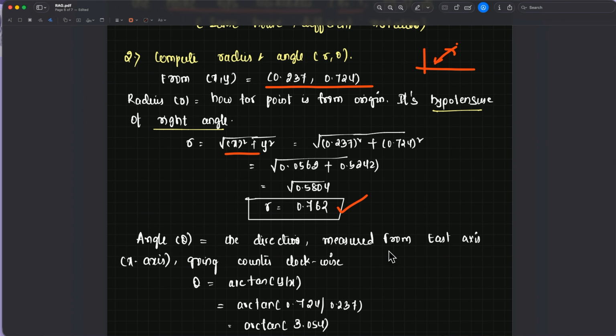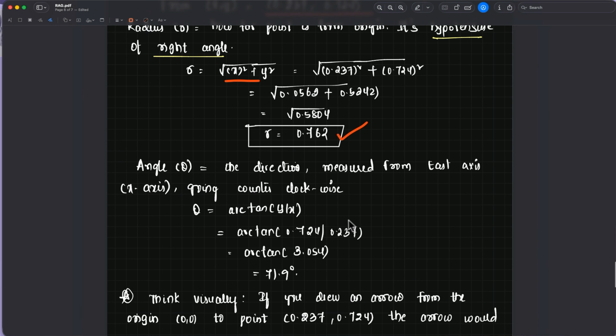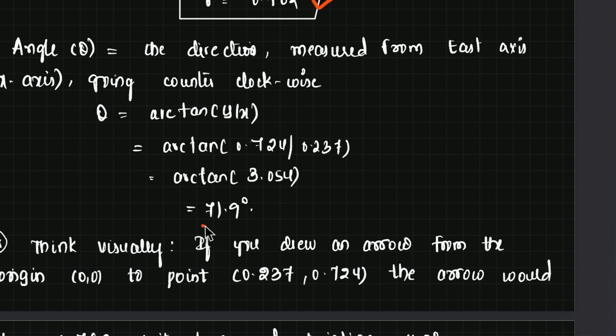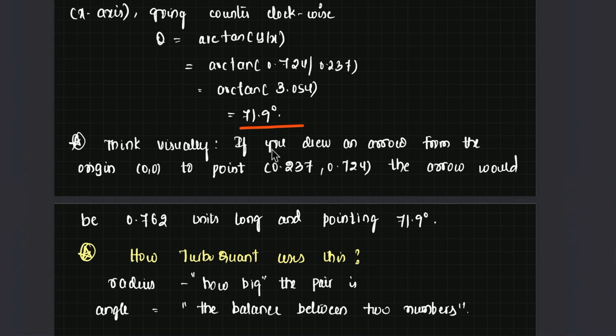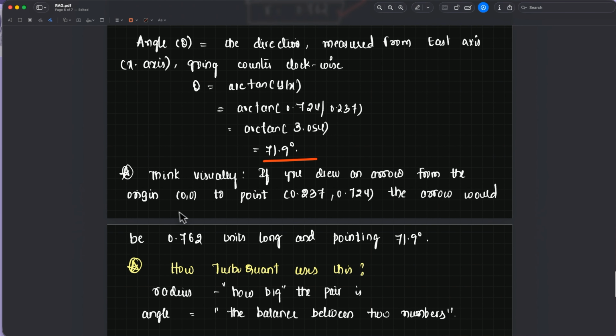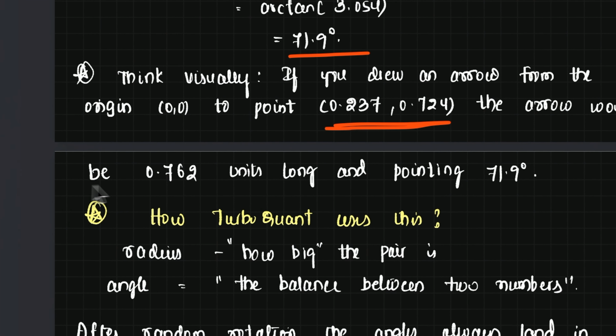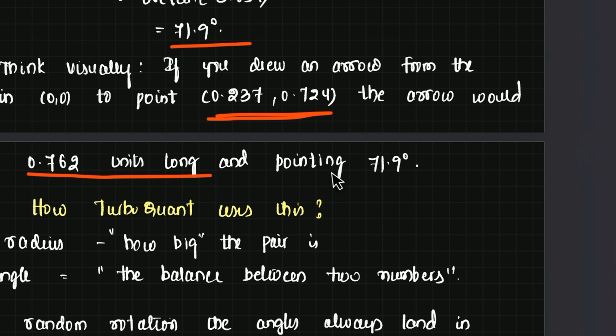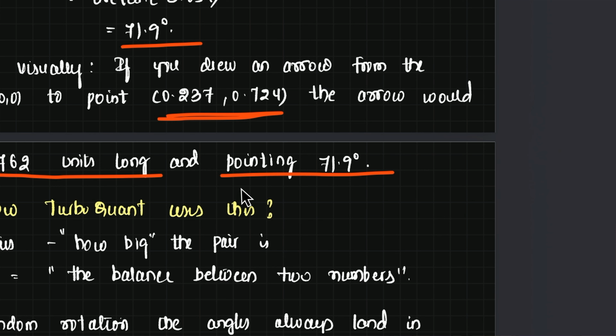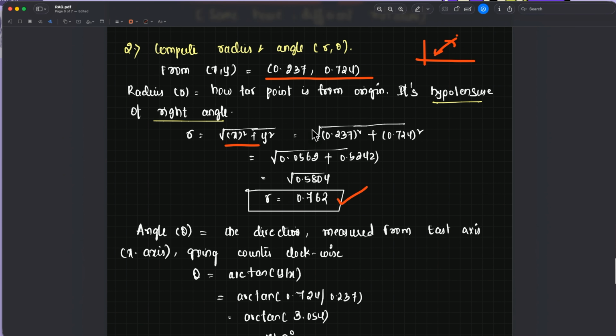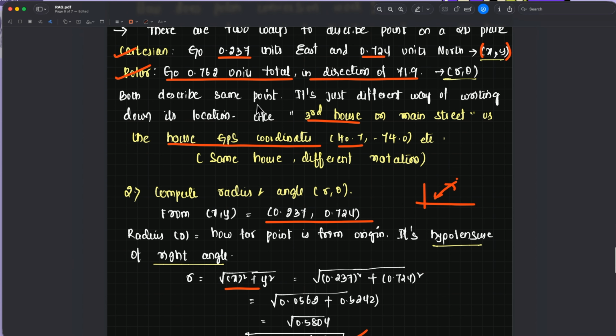Now we know how far it is from the origin, but we also have to know in what direction it is located. For that we have a formula: arctan of y by x, and that gives 71.9. Think visually. If you draw an arrow from the origin to this point, the arrow would be 0.762 units long and pointing at 71.9 degrees. So we took the same thing and converted it into polar coordinates.